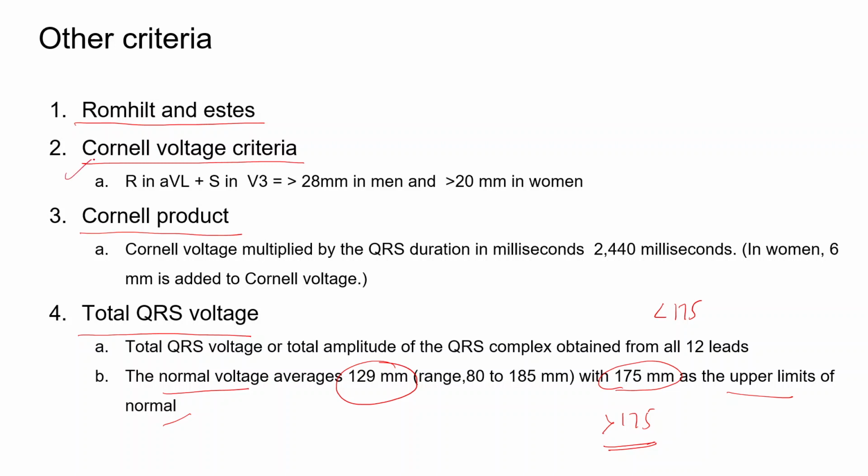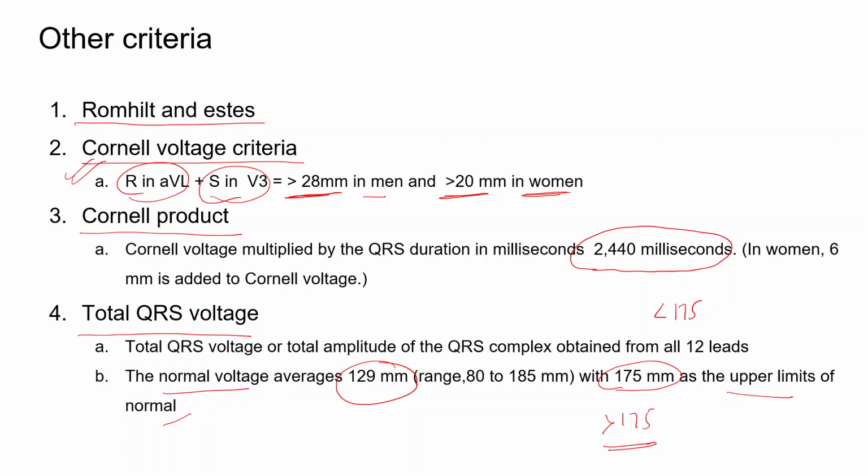In Cornell voltage criteria, it is the R in aVL and S in V3. If it is more than 28 mm in males or more than 20 mm in females, that also satisfies the criteria of LVH. Cornell product is nothing but the total QRS duration multiplied by the Cornell voltage. It should be more than 2440 millimeters per millisecond.